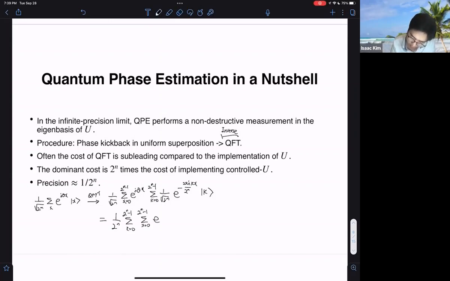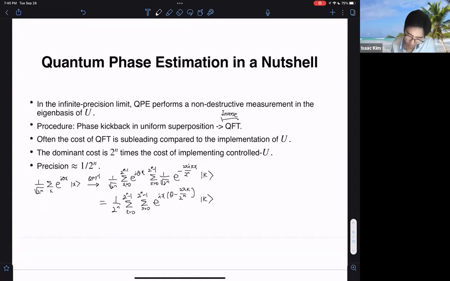And you get e to the i x theta minus 2 to the n 2 pi k. Okay, so whenever you see something like this, you know what to do. You have a phase and you're summing over this x here.